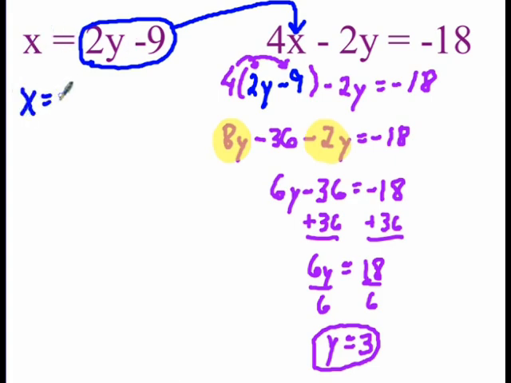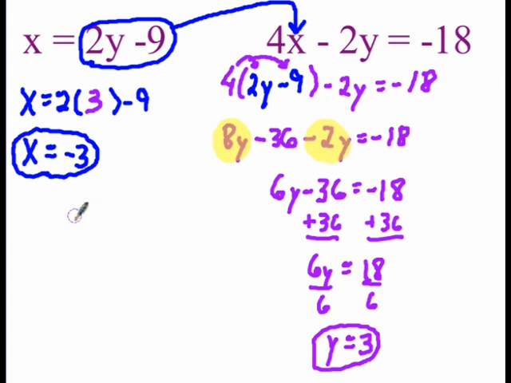So now I'm just going to rewrite what I see right here. x equals 2y minus 9. But instead of that y, what will I put? Yes, indeed, 3. So go ahead and write 3 right there. Now I'm just going to type this into my calculator or into my brain. So I have 2 times 3 is 6, 6 minus 9, negative 3. And I circle that.